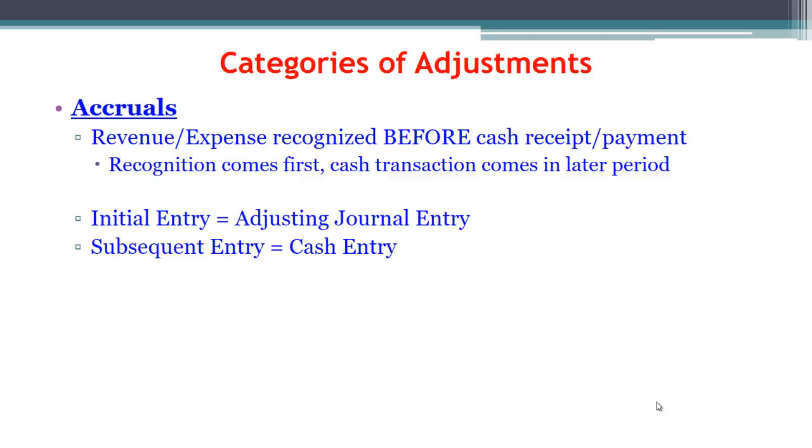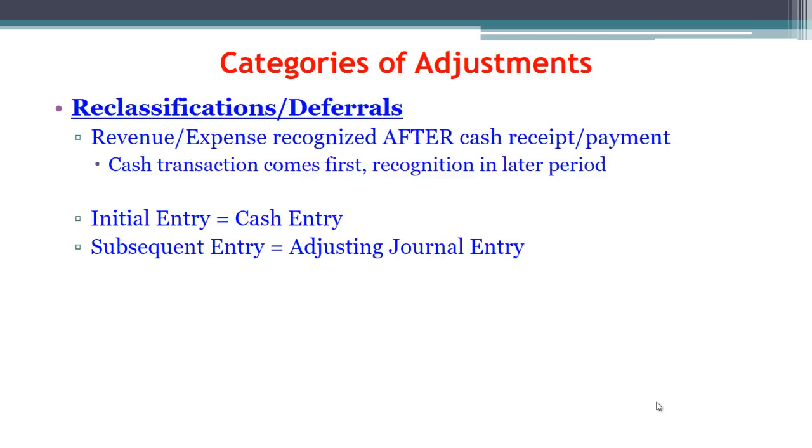So we have a summary of the two major types. The accruals, first of all, this is where the first thing that happens is the adjusting entry. We need to record revenue or expense before the cash changes hands. Before we receive the cash, before we pay the cash, recognition of revenue or expense comes first. The cash transaction comes in later. So the initial entry in this situation is going to be the adjusting journal entry. The subsequent entry later on in the next period is going to be the cash entry.